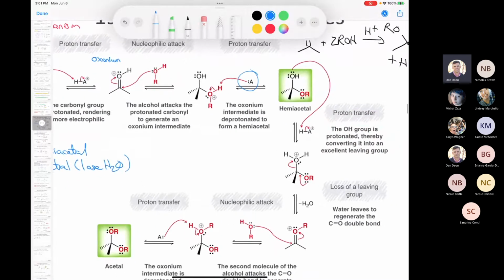So what's the next thing you need to do? You need to form the acetal, and in the process, you lose water. Where's the water going to come from? It's going to come from here and a proton. So the first thing you need to do is add a proton to convert this hydroxyl into a good leaving group, right?